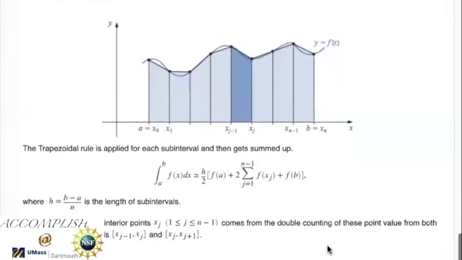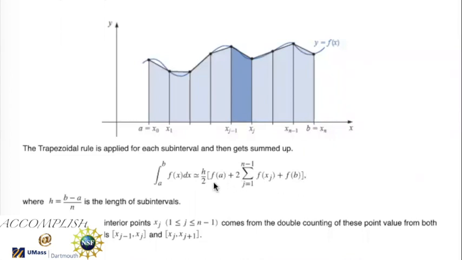Next one is the composite trapezoidal rule. Same idea: you break the whole interval into n sub-intervals, and for each one you use the trapezoidal rule. You basically use a trapezoid to approximate the area under the curve on each sub-interval. Once you find the areas, you sum up all the areas of the trapezoids formed by the sub-intervals.